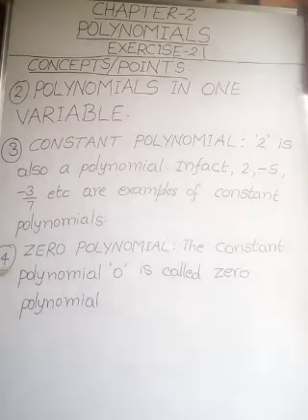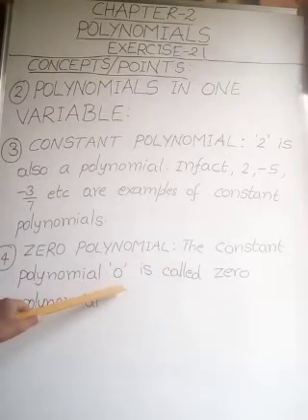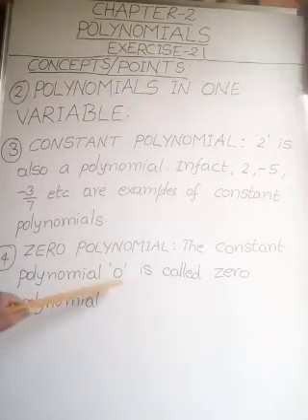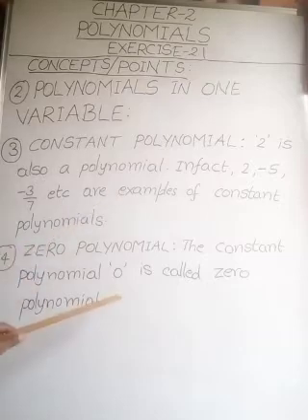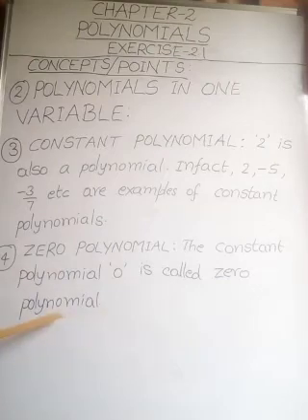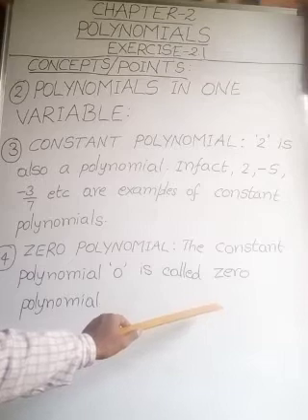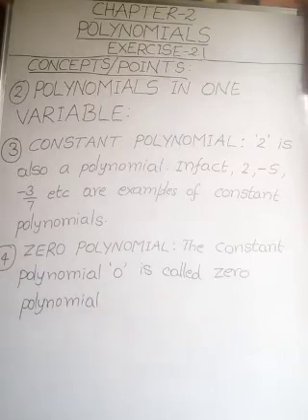Right. Now come to the next point, that is zero polynomial. The constant polynomial 0 is called zero polynomial. This is a particular case. 0 is also a constant, but it is not said to be a constant polynomial. It is specially called zero polynomial. If it is 0, then the polynomial is called zero polynomial. It is not a constant polynomial.